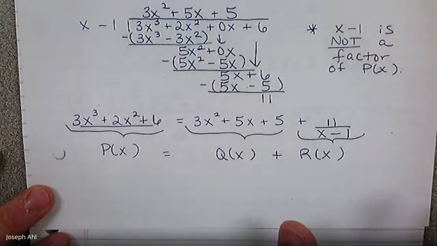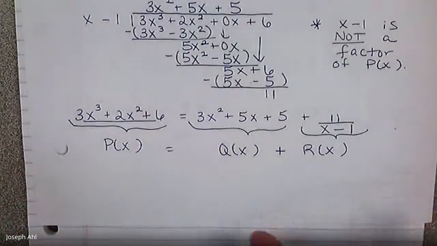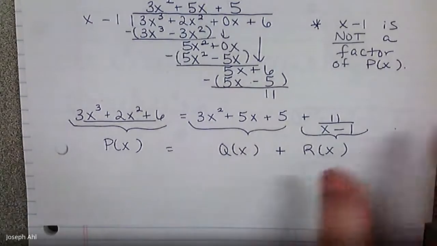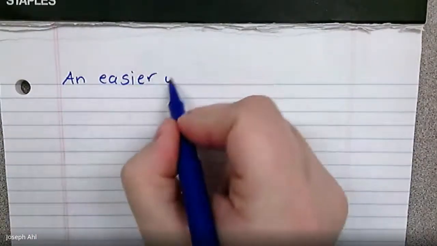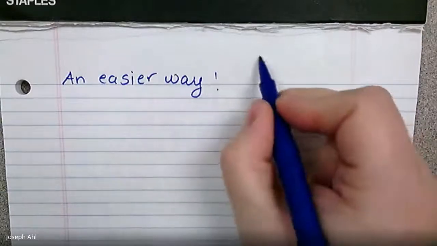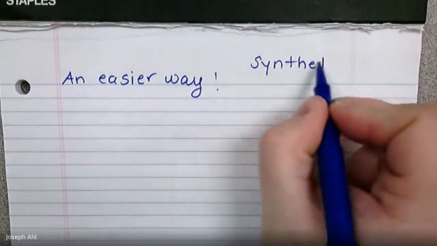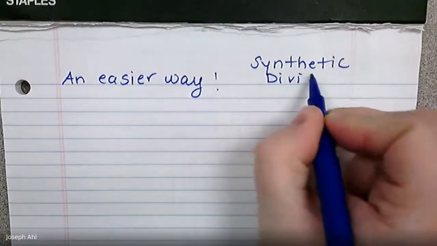So if we're okay with that, let's go ahead and make your life a little bit easier, because that's what we all want in today's world, isn't it? We want to make our lives easier. So here we go. There is an easier way, and our easier way is called synthetic division.